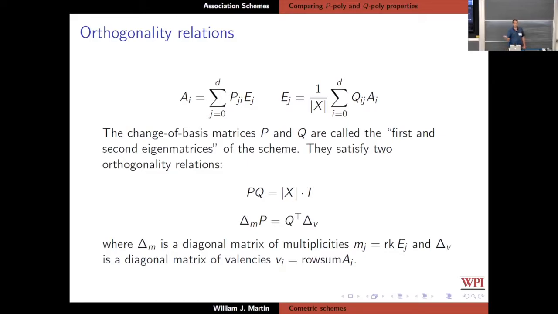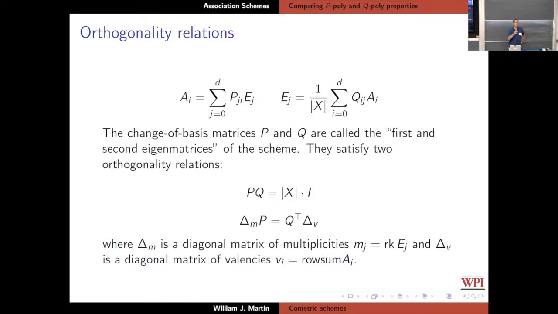And now you can also write E as a linear combination of the A's. Now E is a projection matrix, so it's actually a Gram matrix for the projections into the eigenspaces. So the entries of this Gram matrix are these Q_ij divided by the number of vertices.